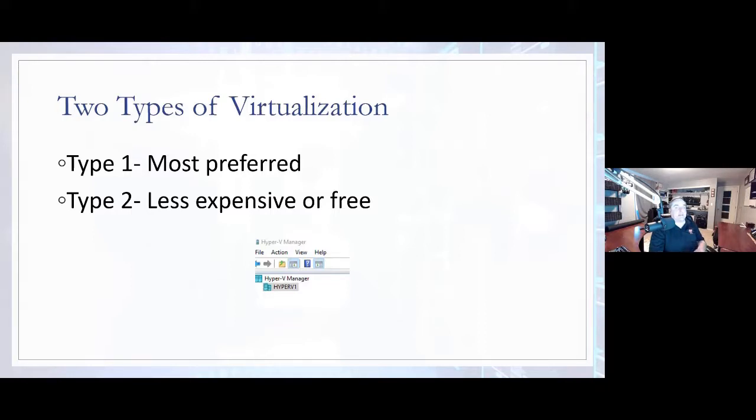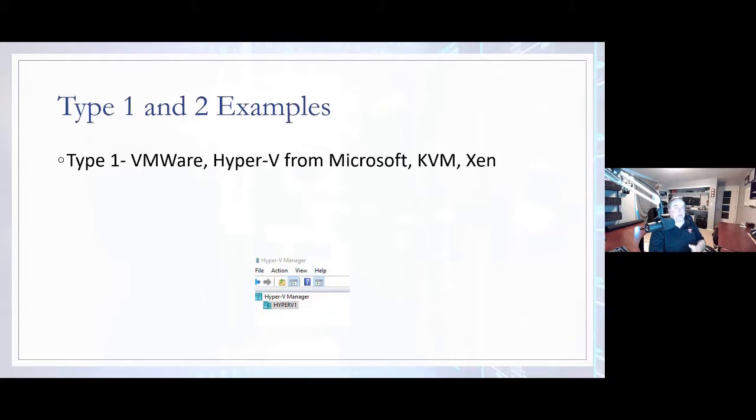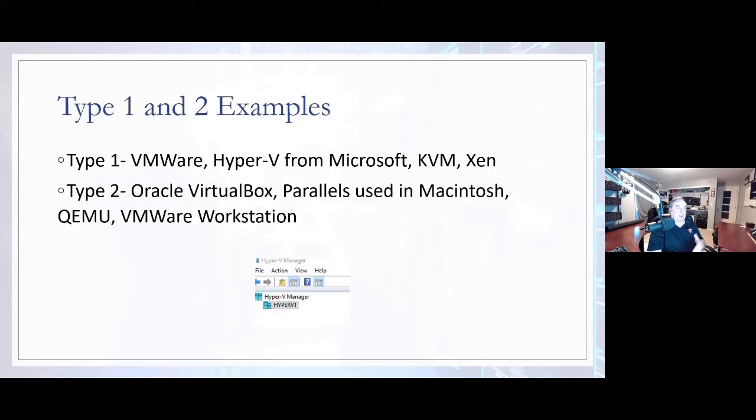The type 2 hypervisor relies on the operating system first, so any virtualization has to work with the underlying operating system to manage calls to the hardware. And this can cause slowness and potential crashes. So systems administrators should not use type 2 virtual machines in a production environment. So there's many different types of examples. For type 1, we've got VMware, Hyper-V from Microsoft, KVM, and Xen. And then for type 2, we've got VirtualBox, Parallels, QEMU, virtual machines, lots of different things.